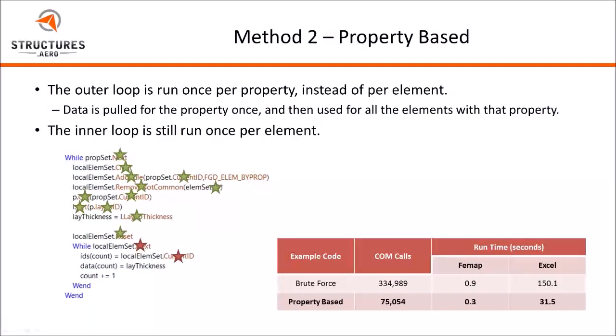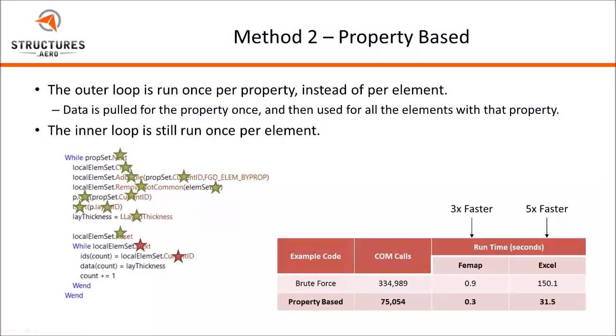So if we look at the results for this property-based approach, a very simple reorganization or rethink of the problem, we've cut down our COM calls from 335,000 down to 75,000. In Femap, it's about 1/3 the number of COM calls. In Femap, it runs about 3 times faster. However, if you look at Excel, it's actually running 5 times faster. The speed difference that you're seeing there, the extra benefit you get in Excel, is all overhead. We've removed all of that excess overhead that was happening. So we're down to just 30 seconds for this model.